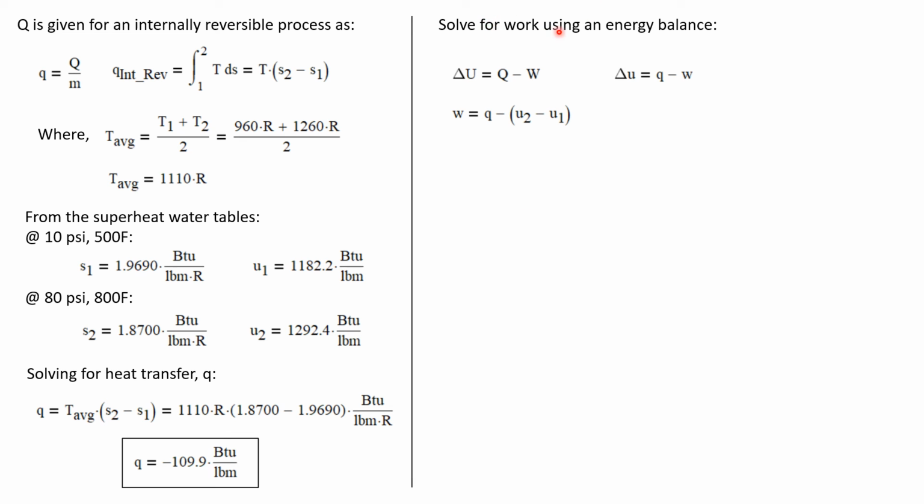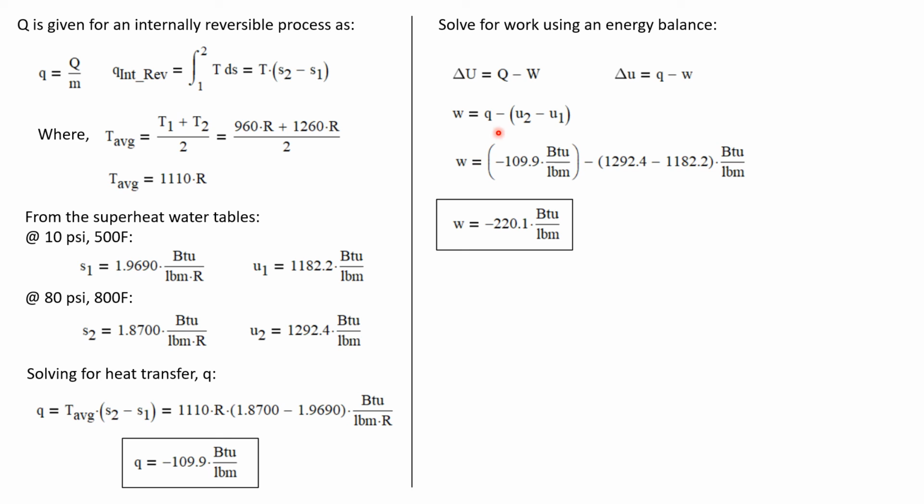Now, we can solve for the work term using an energy balance. For a closed system where we're ignoring changes in kinetic and potential energy, our energy balance is just delta U is Q minus W. That's in terms of energy. We can divide the entire equation by the mass, and then we get delta u is q minus w, all small letters. All of these are energy per unit mass. So I'm going to rearrange and solve for work, which is what I want to find. And I end up with w is q minus the change in internal energy.